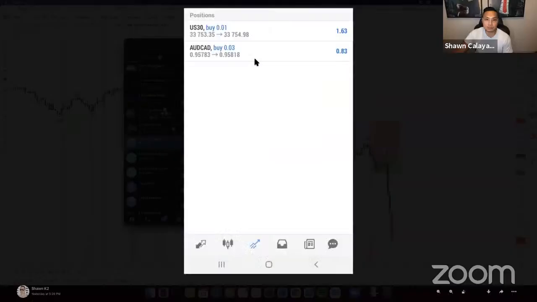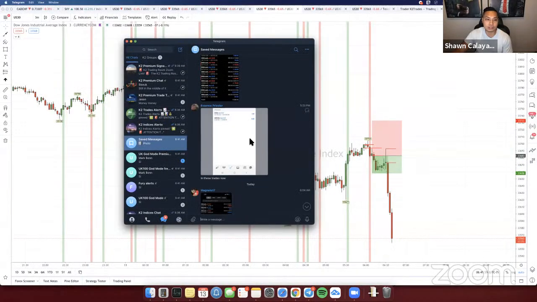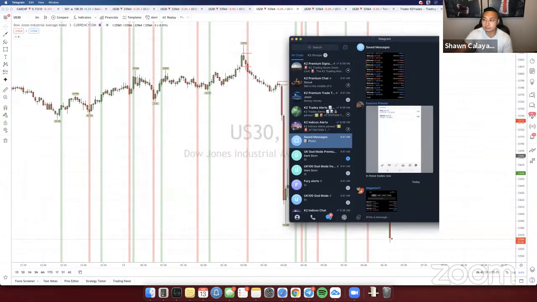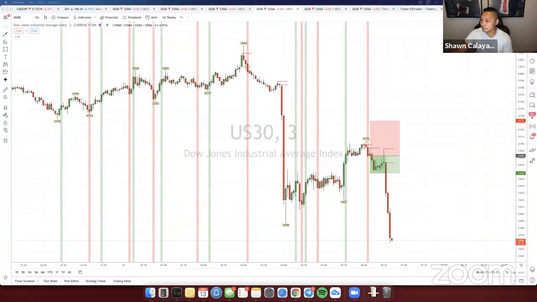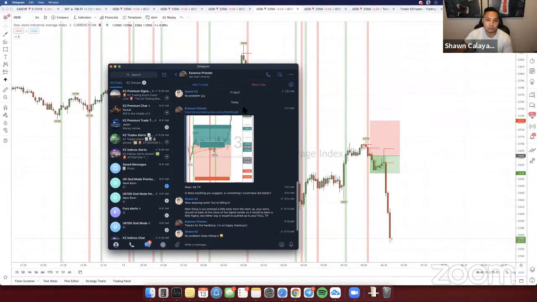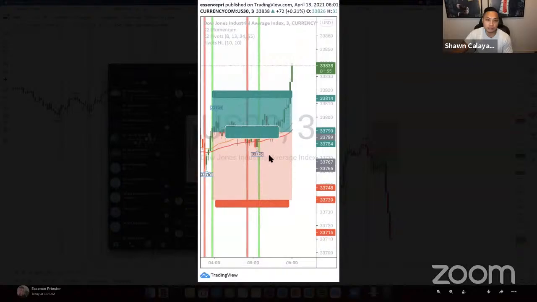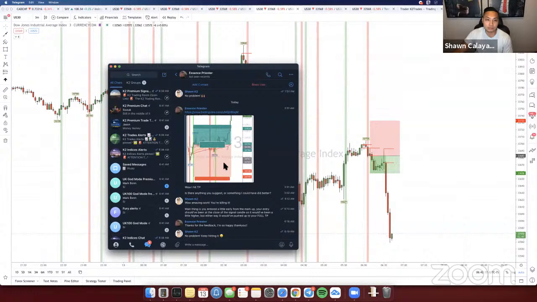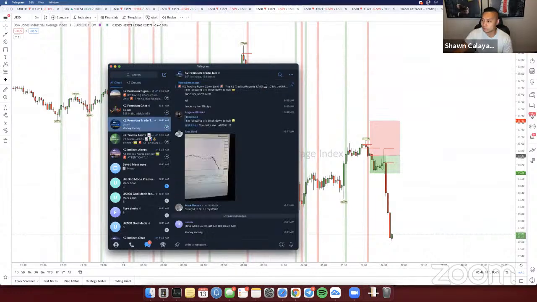Essence over here is also killing it. Essence just joined K2. She showed me her chart today, and she's doing pretty good, guys. If you're just joining K2, like Essence, she showed me her chart this morning, and she was right on point. She literally just signed up to K2 recently, and she's been killing it ever since she joined. So it's not that difficult, guys, to learn the strategy.